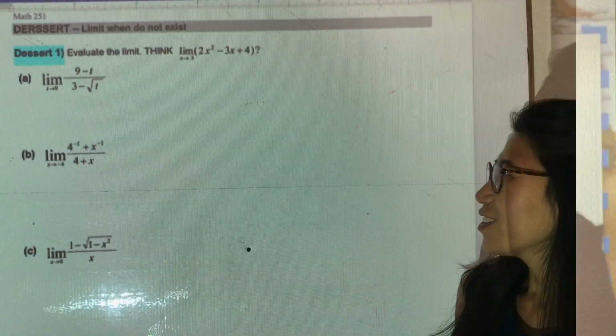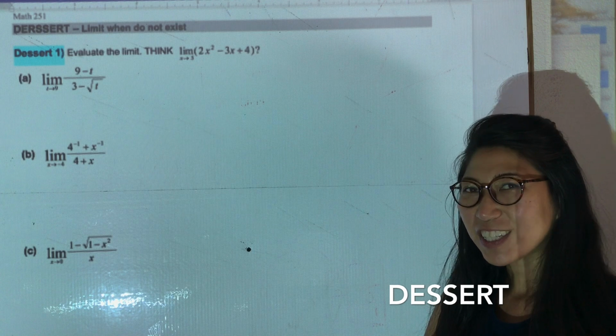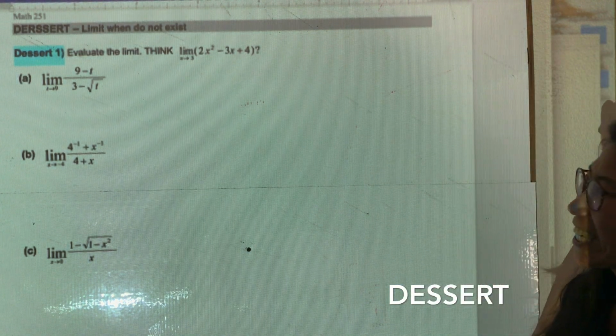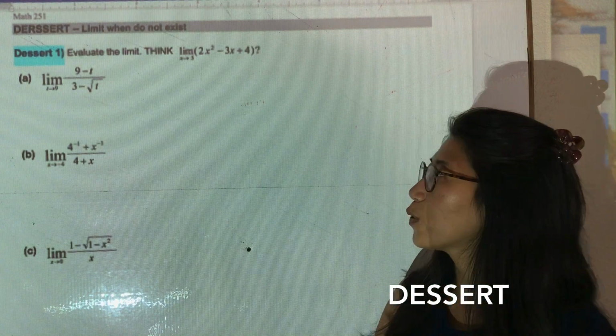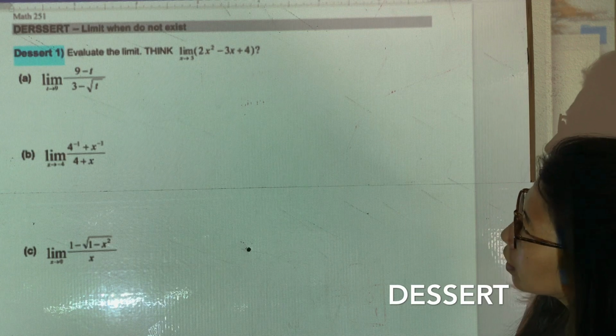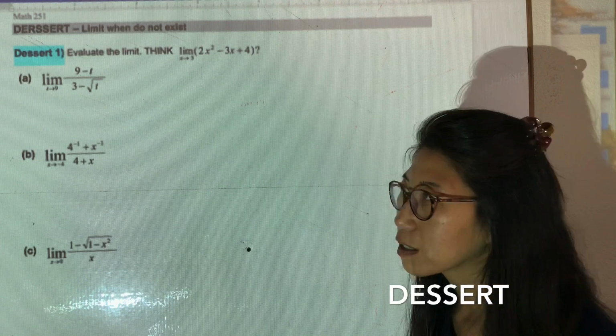Keep trying with me. So now we're going to talk about dessert. I hope that you understand the main dish and enjoyed it. So the dessert part of 1.9 is what we're going to do when you look at a limit that we cannot evaluate right away. So we are going to talk about when a limit does not exist.